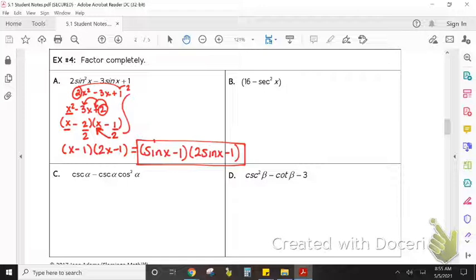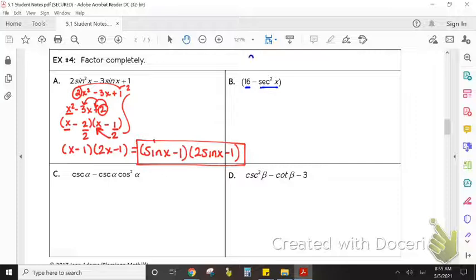All right, so for B, let's check it. Do we have a greatest common factor? Well, we have a 16 and a secant squared. We do not. We count the number of terms. There's only 2 terms, which means it could be a difference of squares or a sum or difference of cubes. Well, I see a squared in there, so I'm thinking it's a difference of squares.